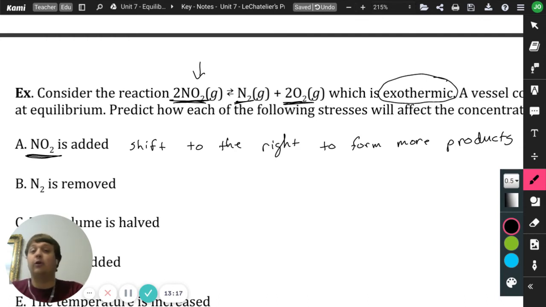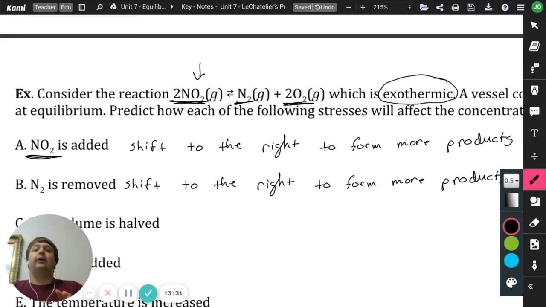Now, what happens if I remove my N2? Well, N2 is a product. So if I take away some product, then what am I going to see? Same thing. I'm going to shift to the right to form some more product.